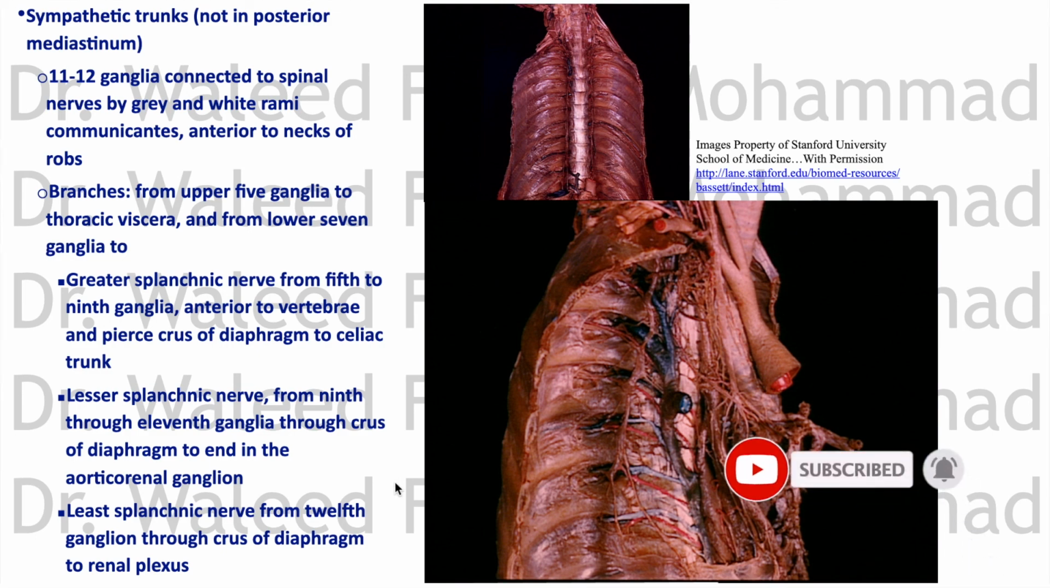Now after we are done with the sympathetic trunks, we're done with the structures in the posterior mediastinum. This concludes the inferior mediastinum and concludes our study of the thorax. We'll be starting the abdomen soon, anterior abdominal wall.